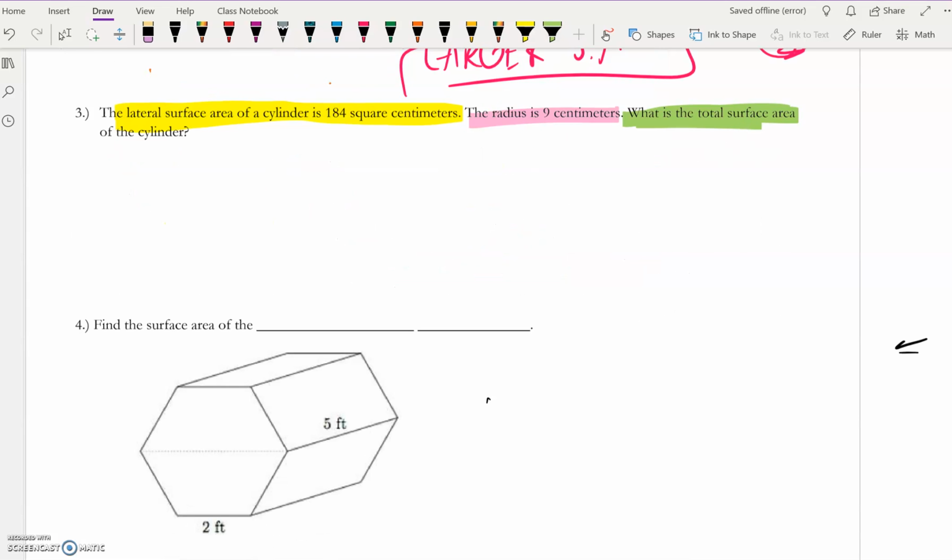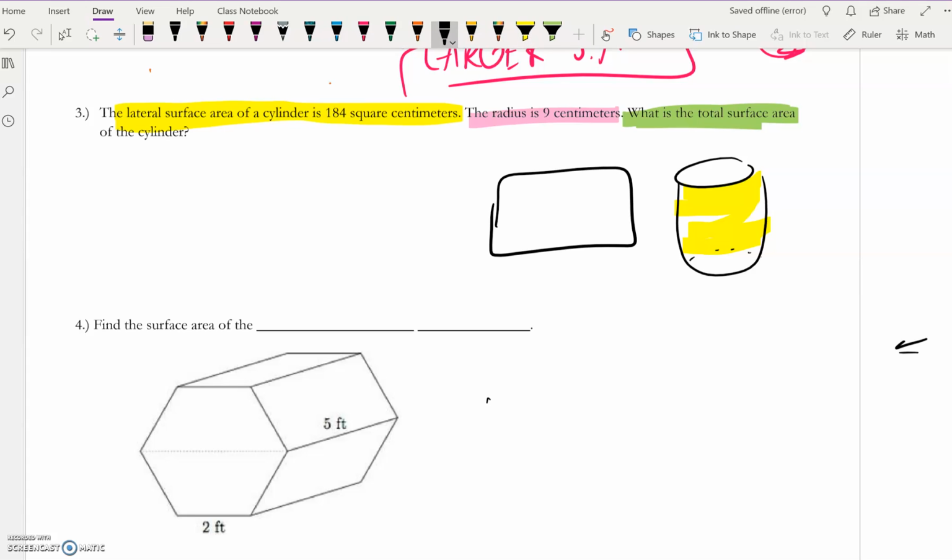So what I've done is I've highlighted some important details that they told me in the problem. They told me that I have a cylinder. Draw a quick cylinder just to have a picture. They told me that the lateral surface area is 184 square centimeters. So that means if I was to take, remember that rectangular bit, the area of that is 184 centimeters squared. They also told me that the radius is 9. And I want to find the total surface area of the cylinder.